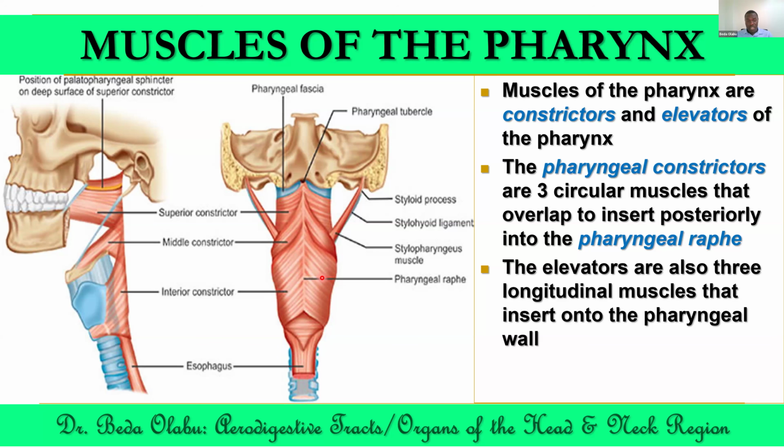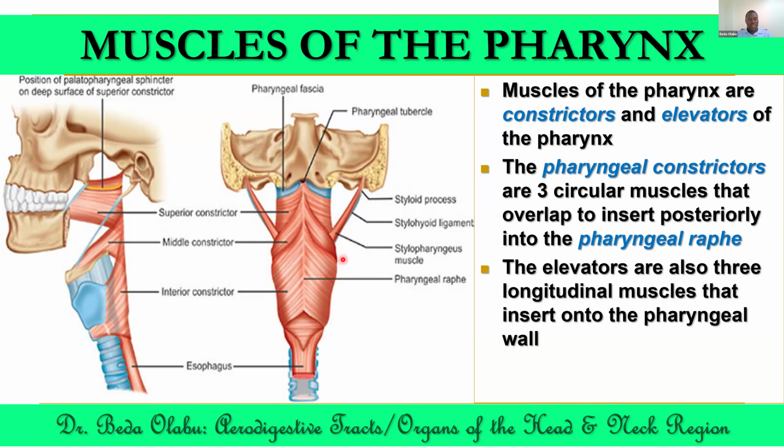The second distinction between pharyngeal musculature compared to the rest of the muscles of the GIT is that while the rest of the muscles of the GIT are predominantly smooth muscles, the pharyngeal musculature is skeletal musculature and not smooth muscle.